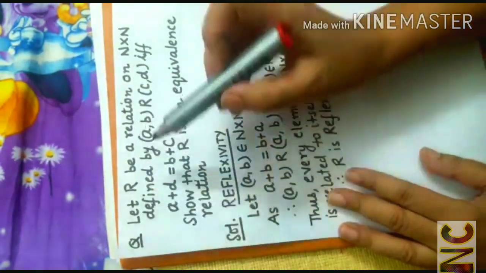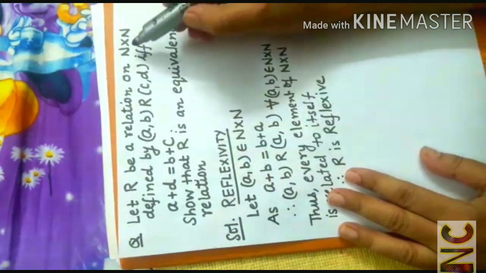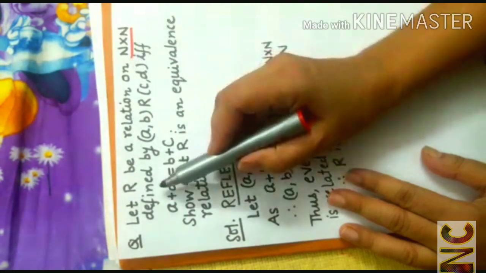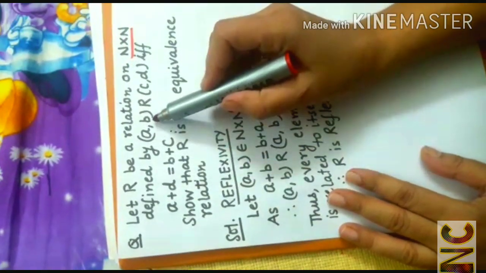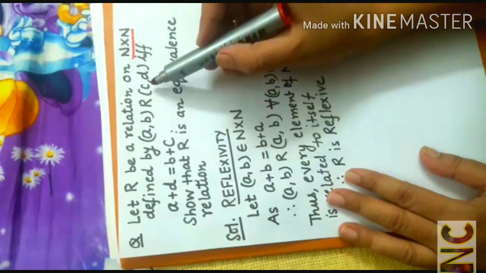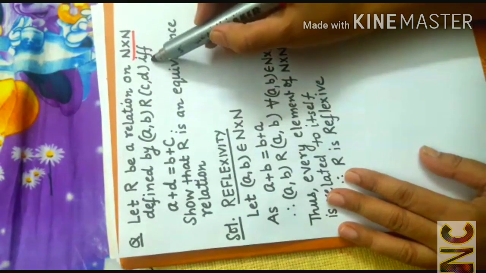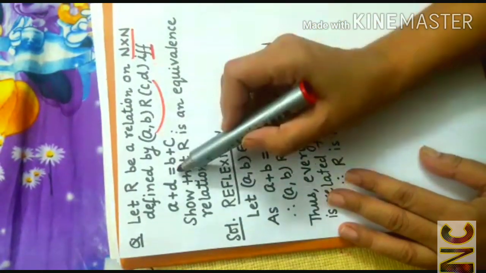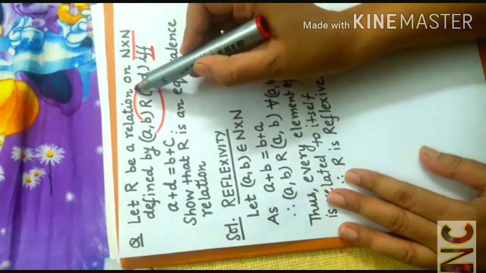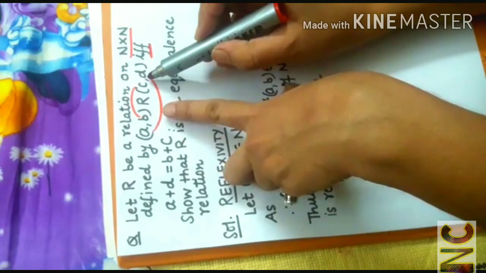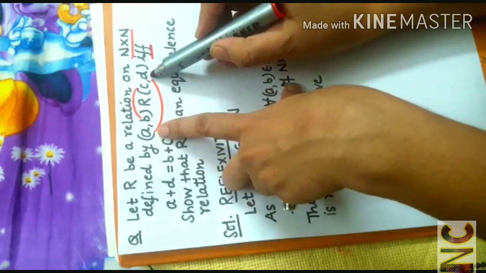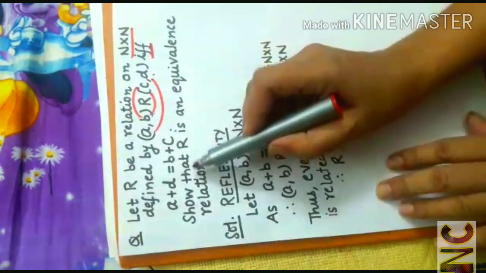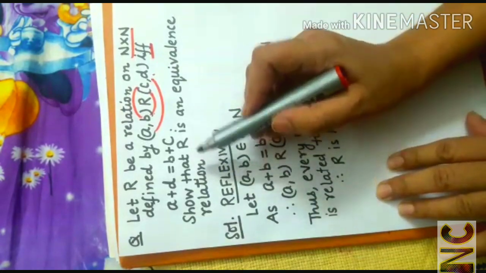Let's take a question. Let R be a relation on N cross N, where N is the set of all natural numbers, defined by (a, b) is related to the element (c, d) if and only if a plus d is equal to b plus c. That is, these two elements will be related if the sum of a and d is equal to the sum of these two. Show that R is an equivalence relation.